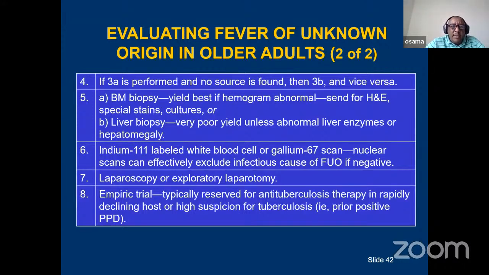Bone marrow biopsy yield is best if hemogram is abnormal; send for H&E, special stain and culture. Liver biopsy has very poor yield unless abnormal liver enzymes or hepatomegaly. Indium 111 labeled white cell or gallium 67 scan: nuclear scan can effectively exclude infectious causes of fever of unknown origin if negative.